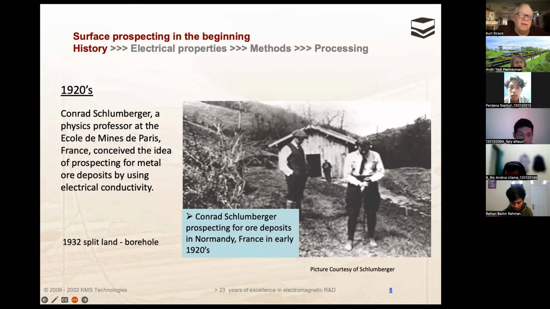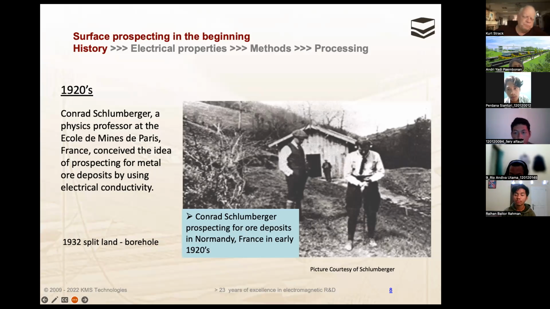Electromagnetics was invented by the Schlumberger brothers, Conrad and Marcel, in the 1920s. Conrad was a professor at the mining school in Paris. They were first looking for minerals in Normandy, and then afterwards they applied it to the borehole in Alsace. And until 1932, they were providing, as the Schlumberger company, both electromagnetic techniques to oil companies worldwide, mostly in the United States.